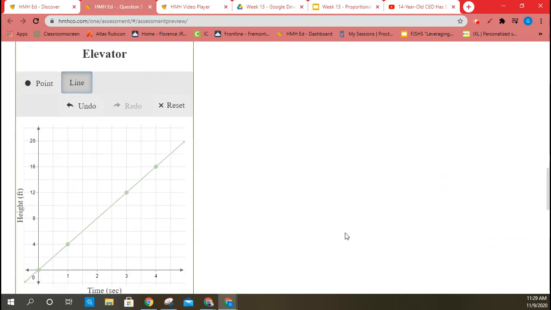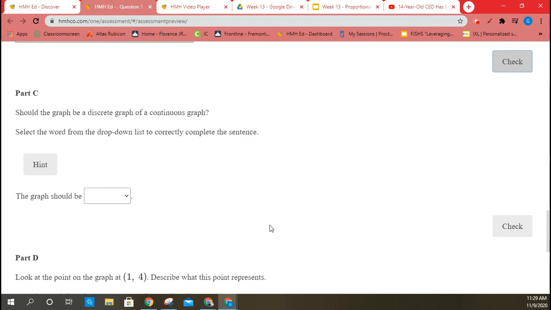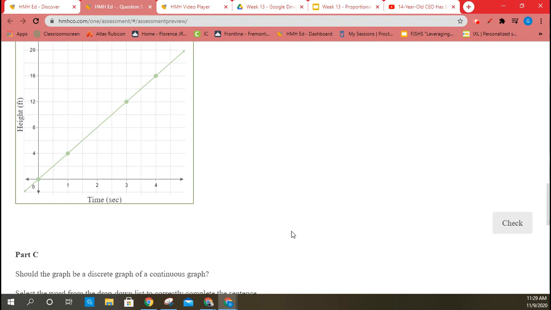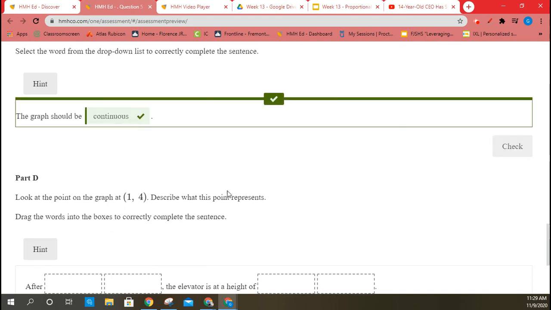All right, nice. And for our last ones, we have a drop down, or there's two more. Should the graph be discrete or continuous? We already talked about that. That's continuously going up at the same rate, and that is easily seen by that straight line. Let's check that out. Bingo.